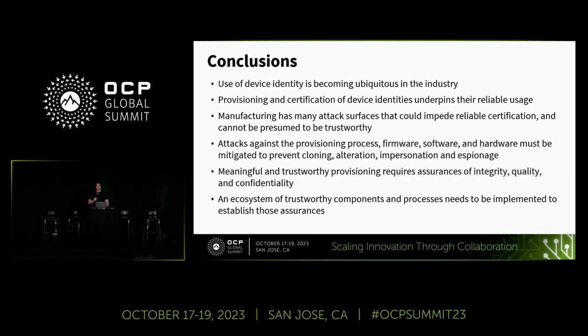So we need to have meaningful and trustworthy provisioning, and we need assurance about the integrity and the quality of what's happening at provisioning. And we're going to have to build up the ecosystem to do this because it is not straightforward how to do it today, and most of the solutions are very bespoke. And that becomes a problem when you're trying to manufacture things at scale, potentially in a lot of different places with a lot of different parties involved.